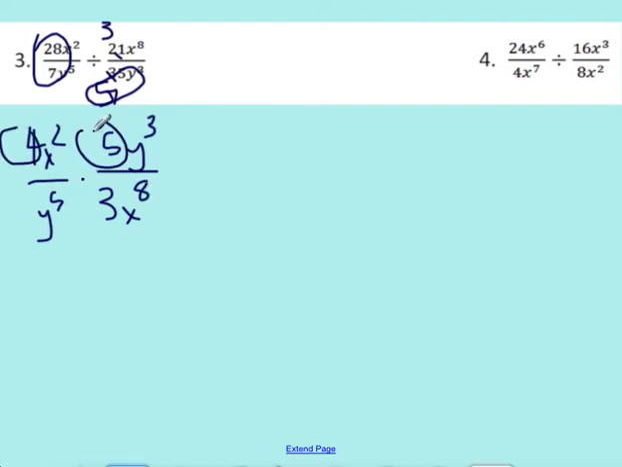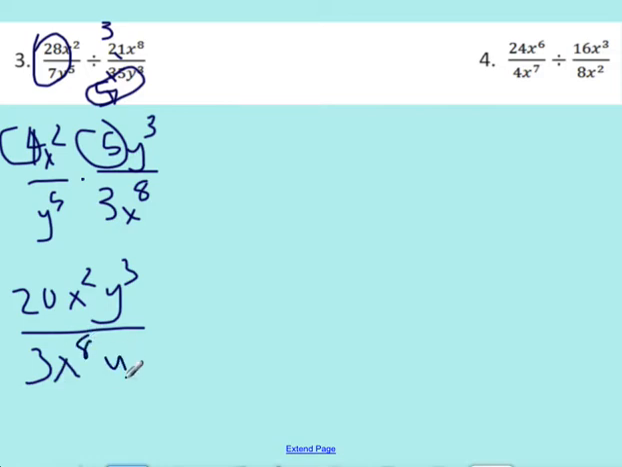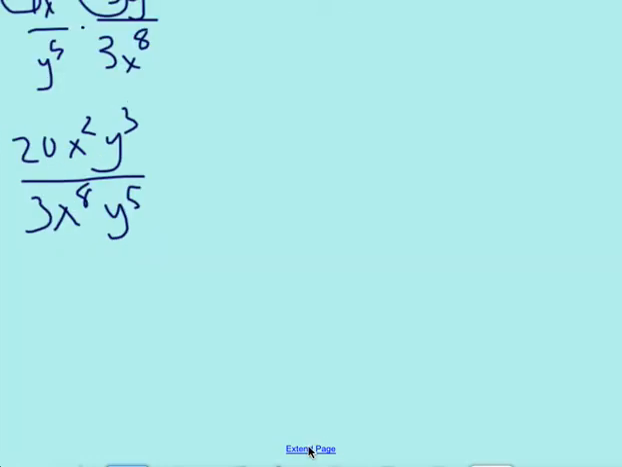So I can do 4 times 5, which is 20, and then I have x squared, y to the 3rd, divided by, I'm going to bring that 3 out front, x to the 8th, y to the 5th. So now I need to simplify some of my expressions. So 20 over 3 is not going to simplify. Then I have x squared divided by x to the 8th. So when I subtract them, I'm going to end up getting x to the 6th.